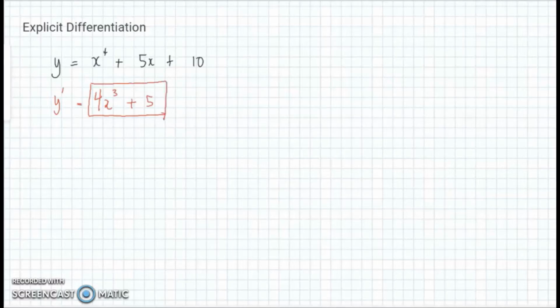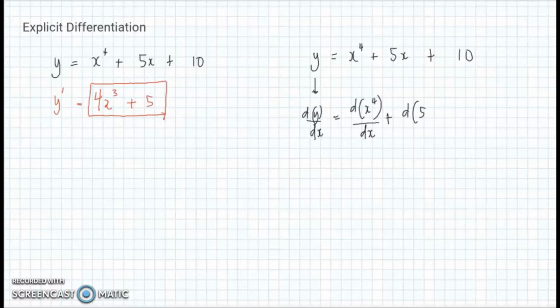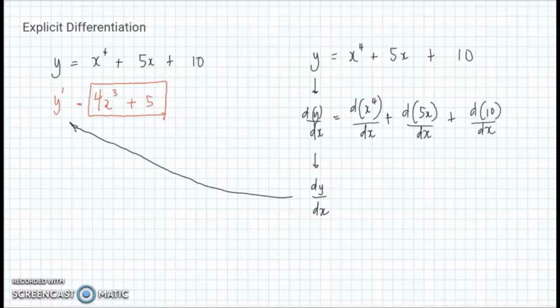We will actually do the same for implicit differentiation in the sense that every term will be differentiated like what we did here. So, for y, we get its derivative with respect to x. For x raised to 4, the derivative of x raised to 4 with respect to x, plus the derivative of 5x with respect to x, plus the derivative of 10 with respect to x. Our derivative of y with respect to x is just dy dx, which is another notation for derivative. So y prime and dy dx mean the same. Okay, equals. As you can see, this is in terms of x.